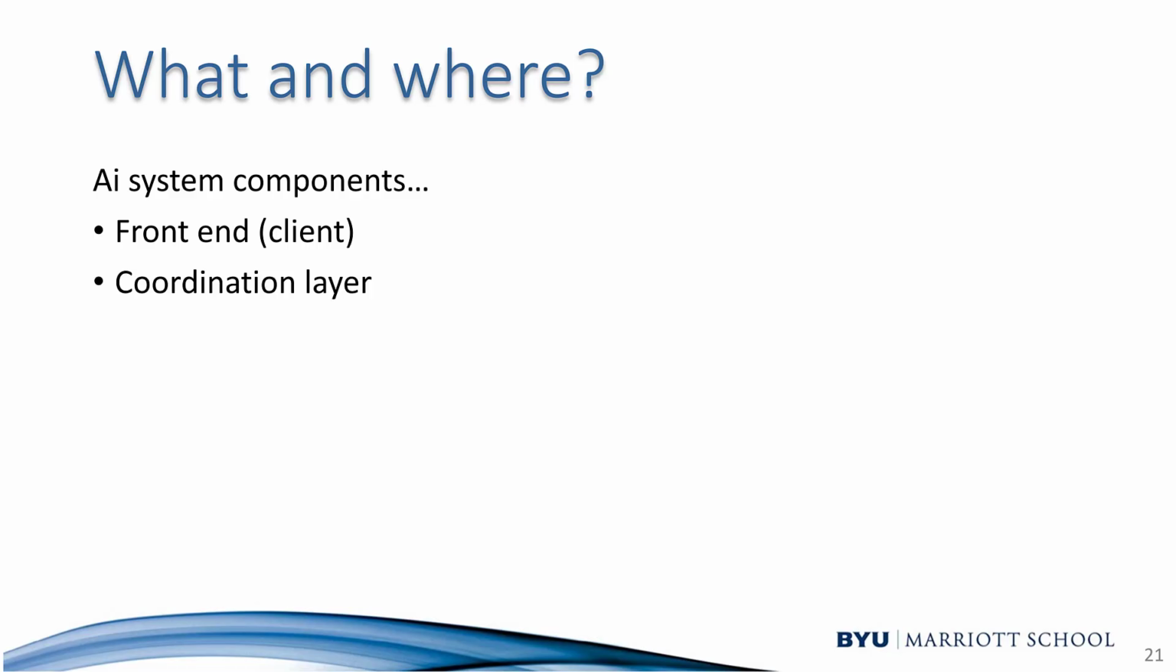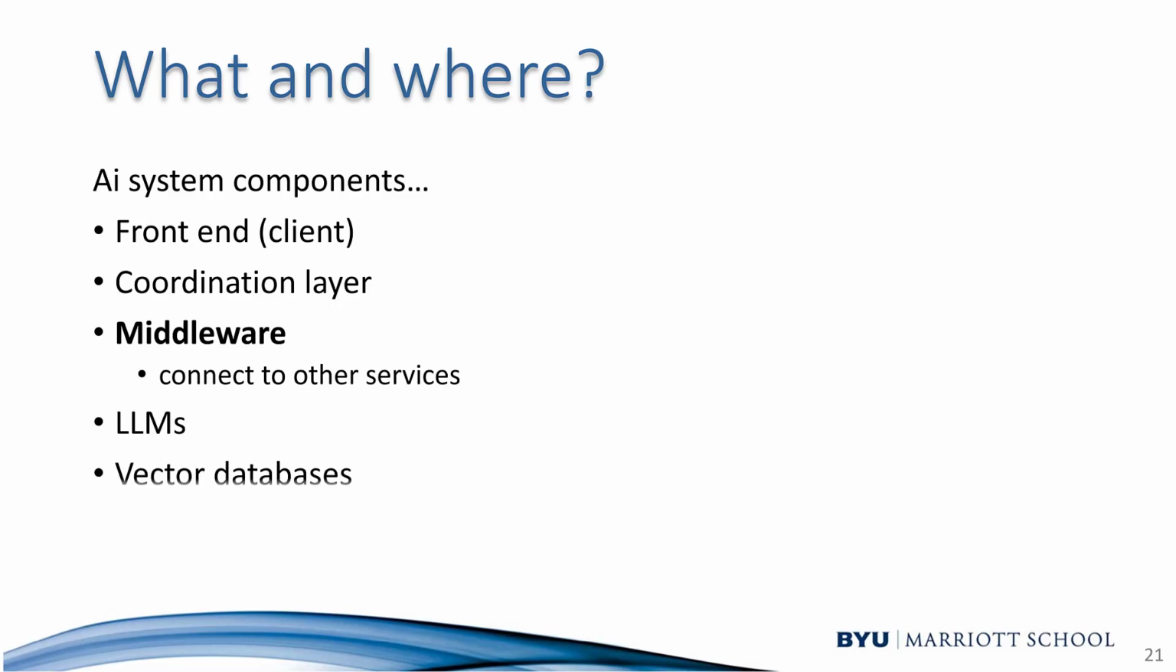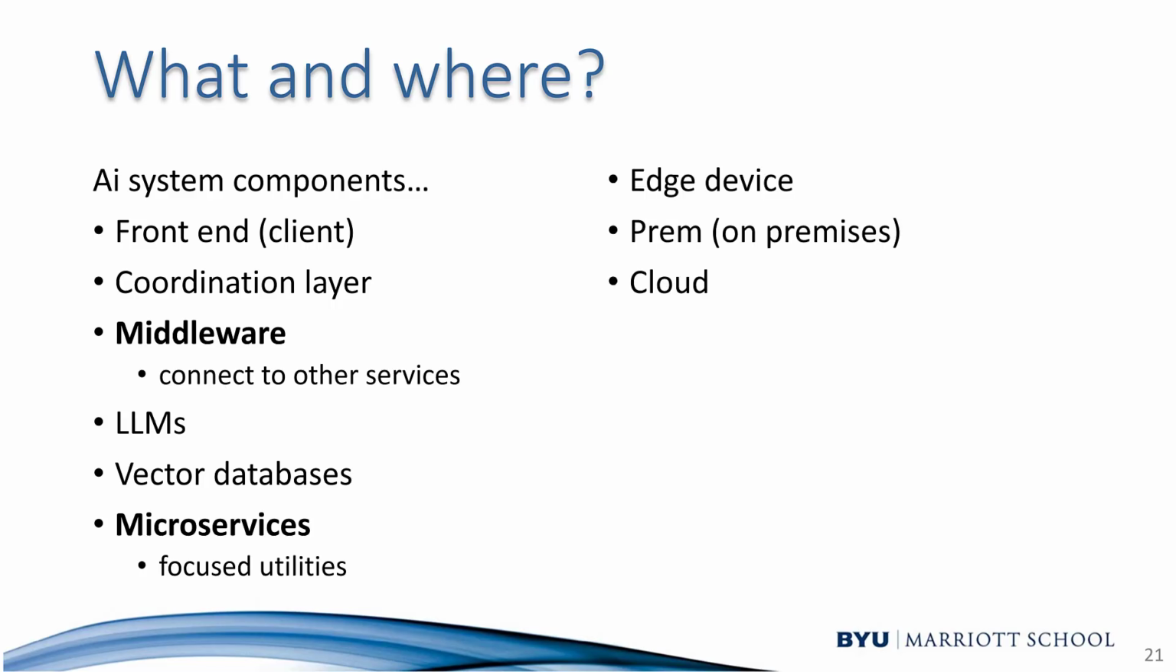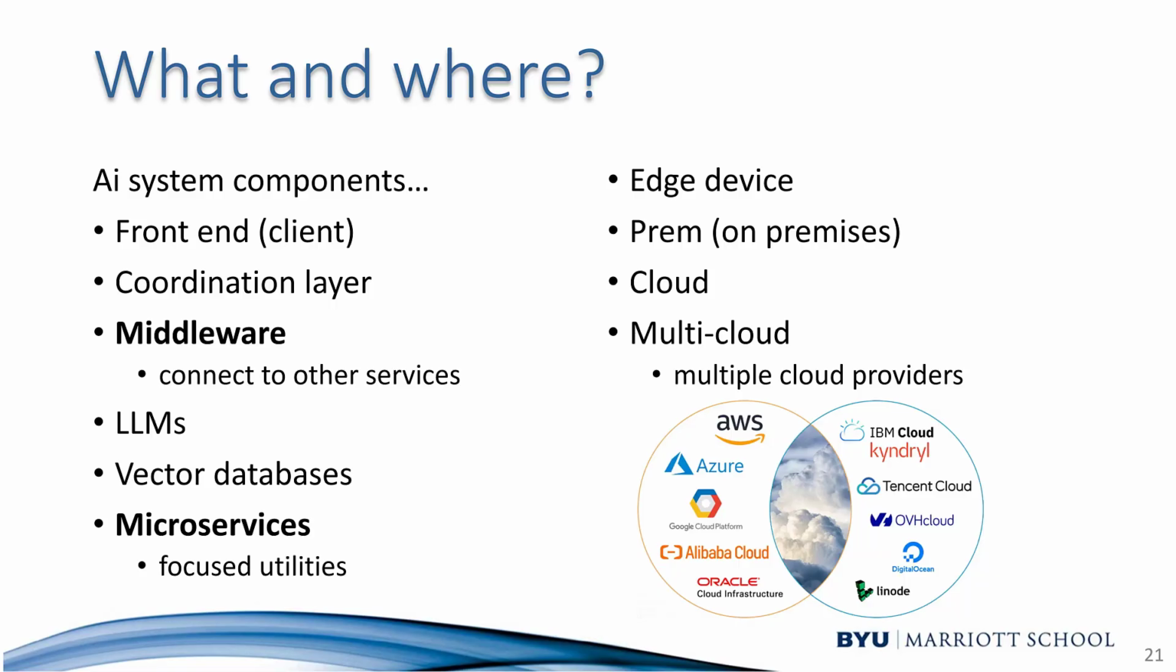You have a coordination layer, so that could be like middleware, connecting to other services like AI services, the large language models. Vector databases you might have, or other databases. Microservices. These are little focused utilities that do very specific things, like provide a weather report or look up news feeds. So options are edge devices, on premises, the cloud, multiple cloud providers, sometimes for redundancy. Let me take you through a few examples of some of these decisions.